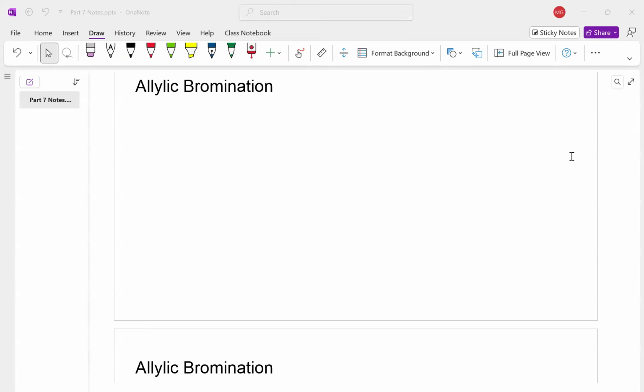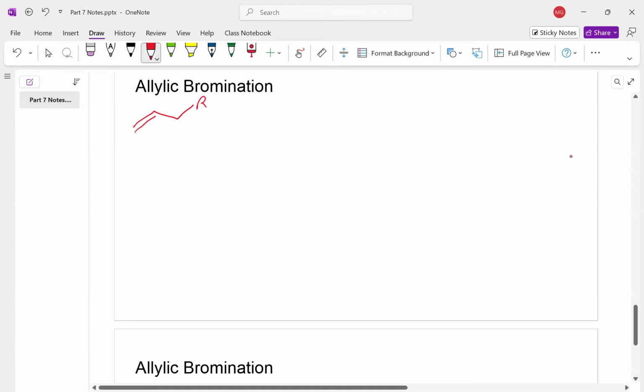All right, the last reaction we're going to look at when it comes to radical halogenation is kind of a special case, and that is the case of where we want to add a halogen to an allylic carbon. So let's just review what that position is. The allylic carbon is that first carbon outside of a double bond.